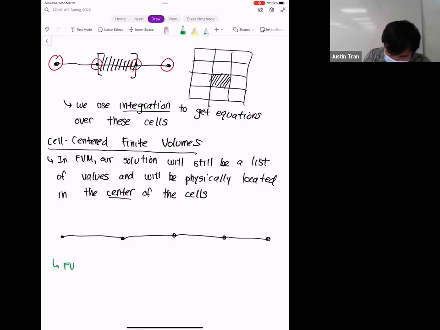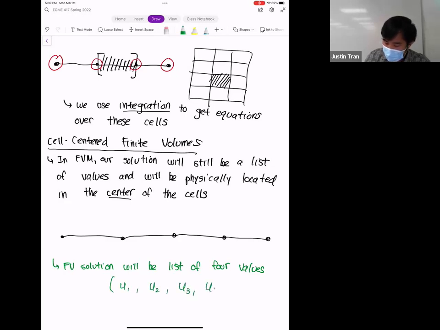And so the solution will be a list of 4 values. Just for this case, we'll call them U1, U2, U3, and U4. In cell-centered finite volume theory, the locations for these solutions will be in the middles of the cells. So they'll be just like that.